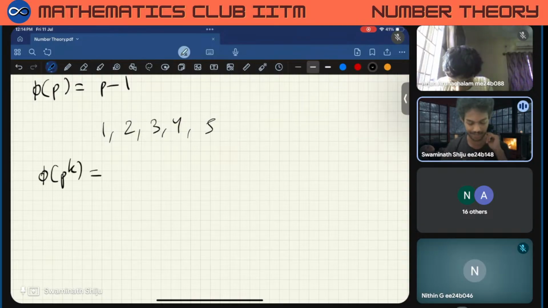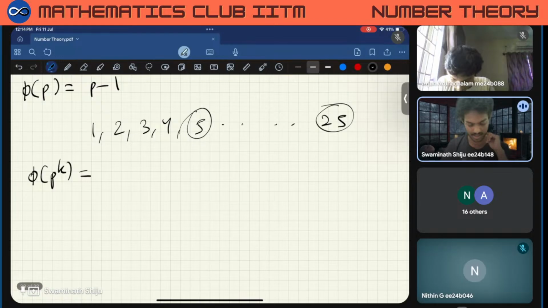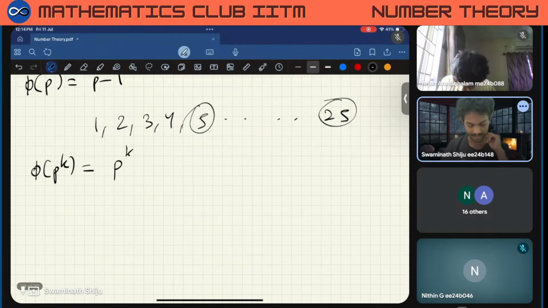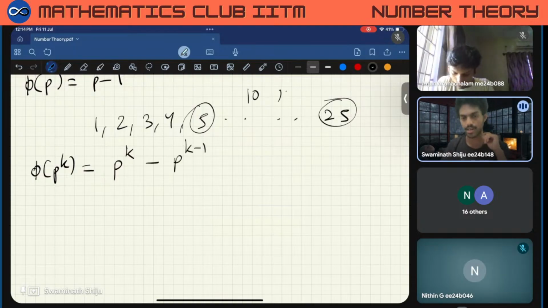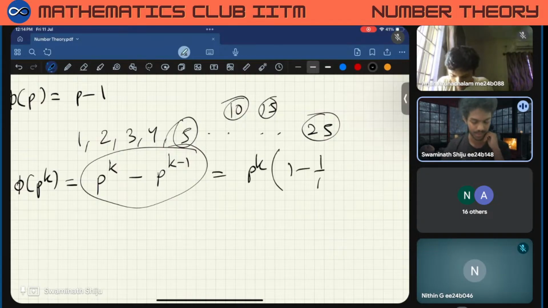Now, phi of p power k, how much would that be? If you say 25, you have to remove 5 and 25 from 25 itself. So that's p power k minus p power k minus 1. 5, 25, 10, 15, all that you have to remove. If you count that, you'll get p power k minus p power k minus 1. Right? You can take p power k common here, and that is p power k into 1 minus 1 by p.